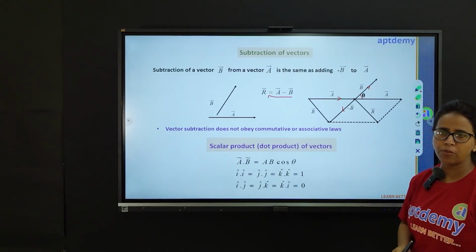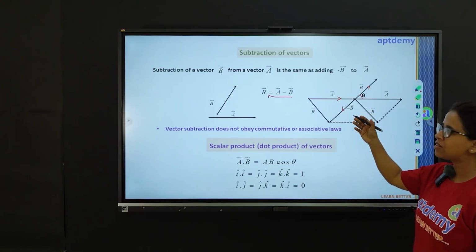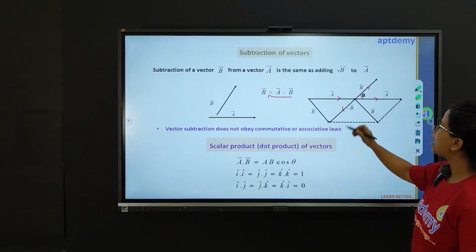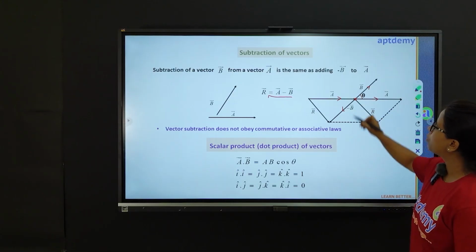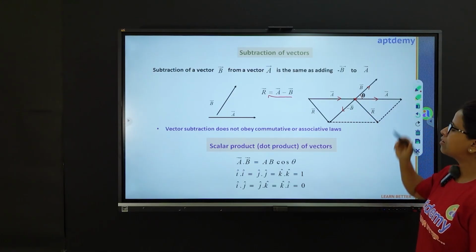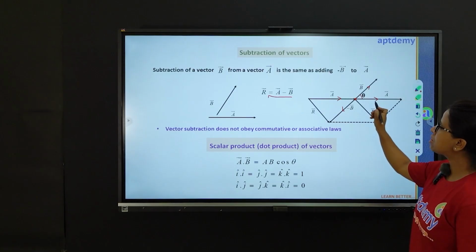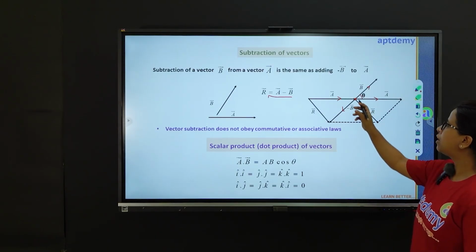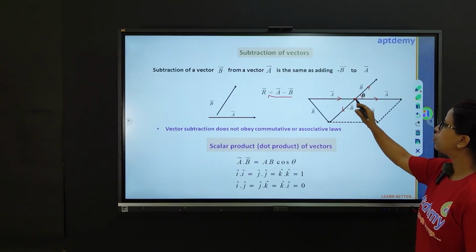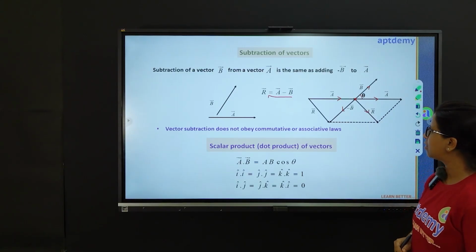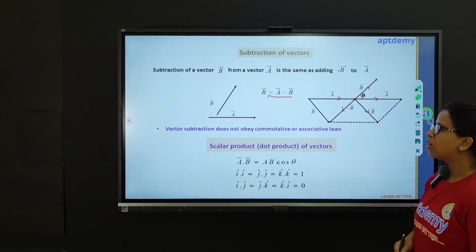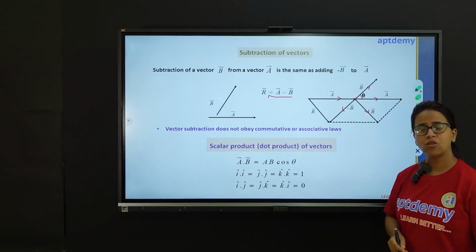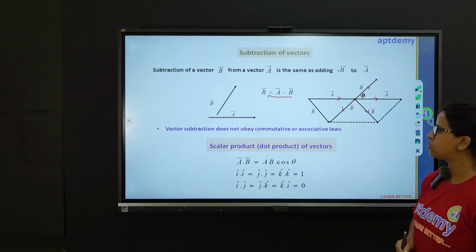Now by the parallelogram law of vector addition, we can advance in this manner. This is our vector A and this is minus vector B. You can see that if you consider this as the common point, these two vectors are representing the adjacent sides of a parallelogram. So the diagonal drawn from the point where the two vectors meet will give you the resultant, and the resultant is the same, that is vector A minus vector B. Now vector subtraction, however, does not obey commutative or associative laws.